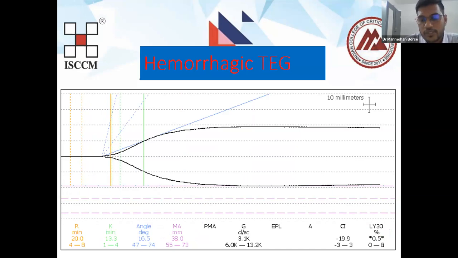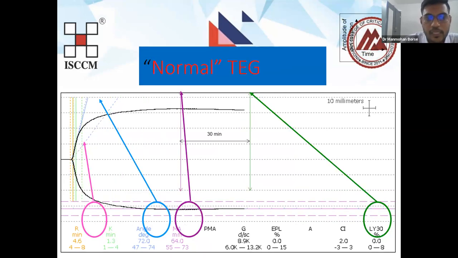We'll see the prolongation of R. Okay, see here, the R is normally only 4 to 8 minutes. So in the normal TEG, the R here is 4.6 minutes. K was 1.3 minutes. Alpha angle was 72 degrees, which was normal. MA was 64. Lysis was actually 0%, there was no lysis. Okay, this is the normal TEG.